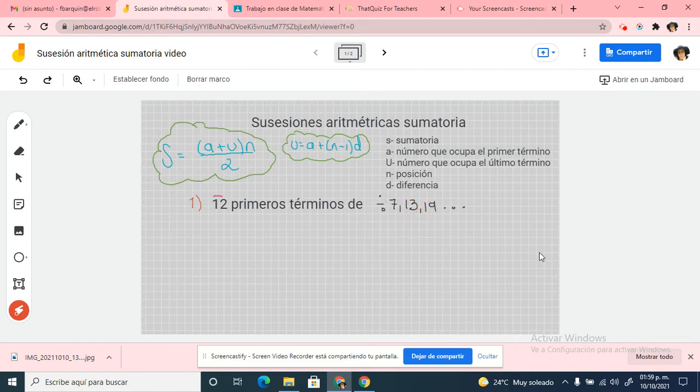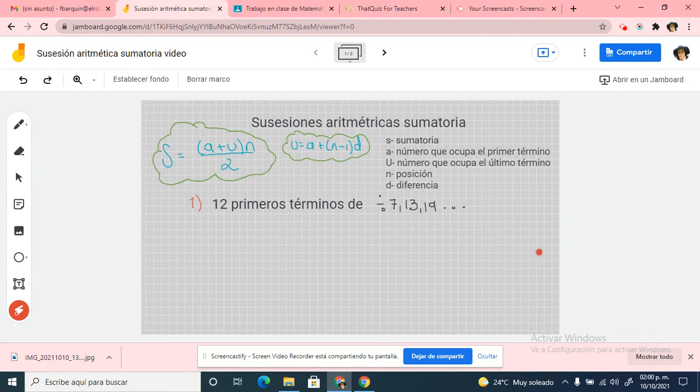But if I ask you to add the 12 first terms of this succession, first of all, you would have to find out all those 12 terms and then add. There's a simpler way to find it with this example. We'll show how to use the formula. Okay, we'll get there with only one formula.